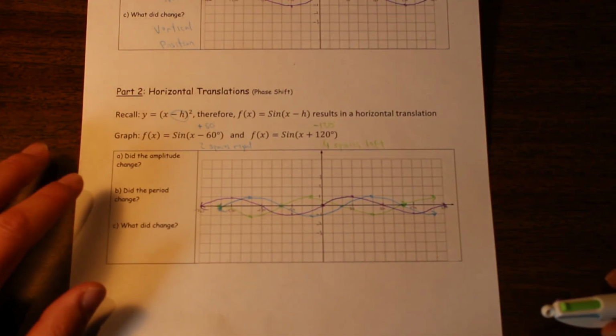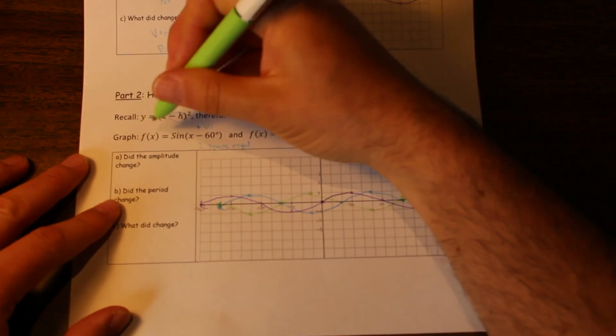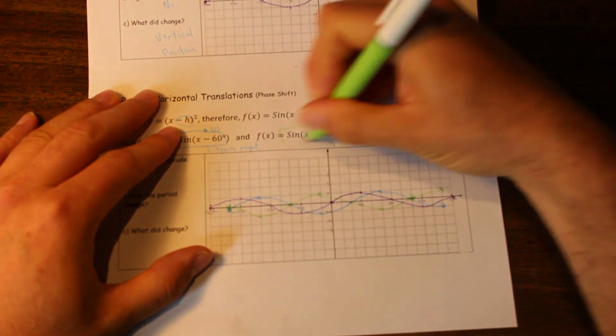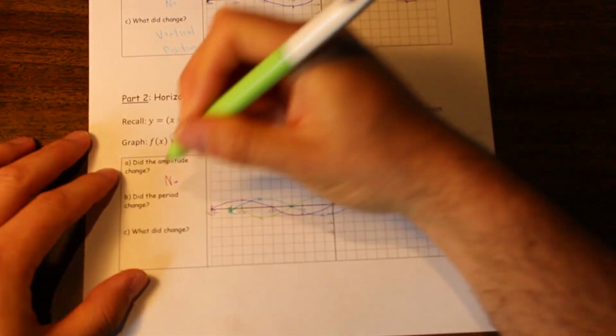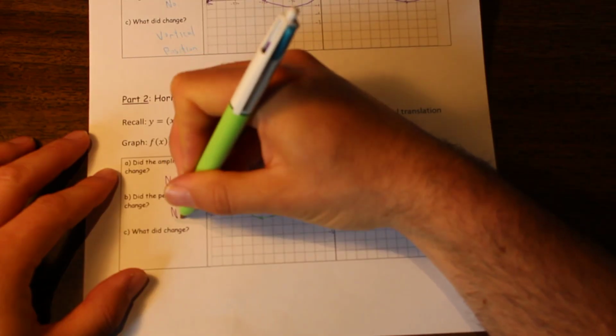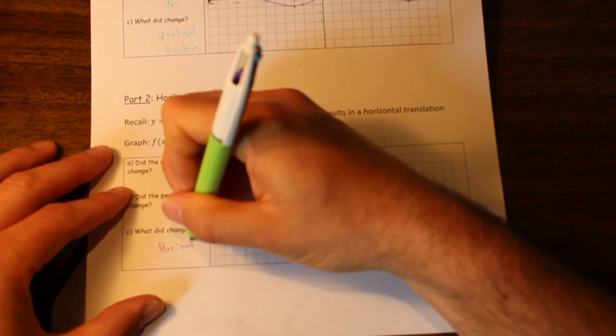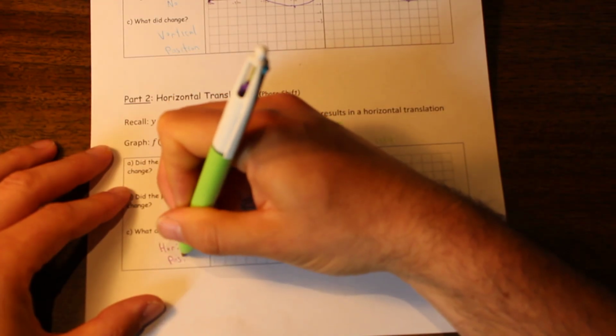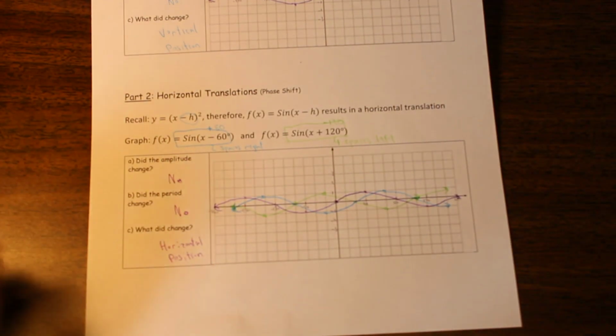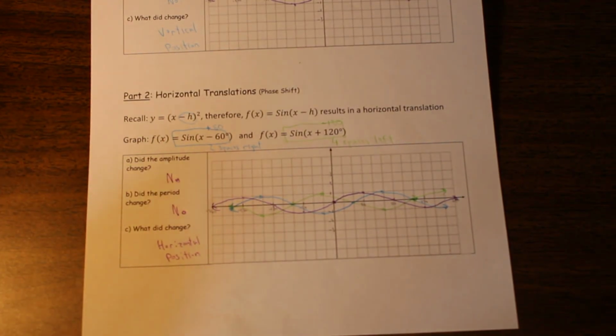Did the amplitude, and sorry, let's just do this. That color was there. That color was there. Did the amplitude change? Nope. Did the period change? Nope. In the next lesson that'll be relevant. What did change? It's the horizontal position. So that's pretty much the lesson, believe it or not.